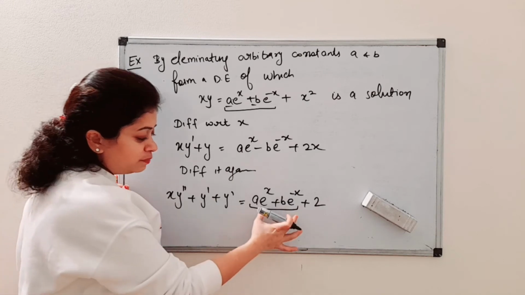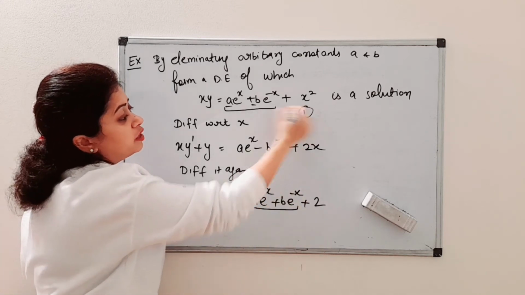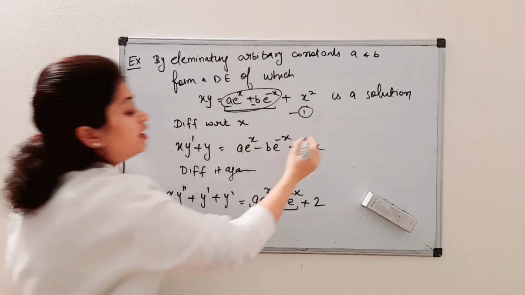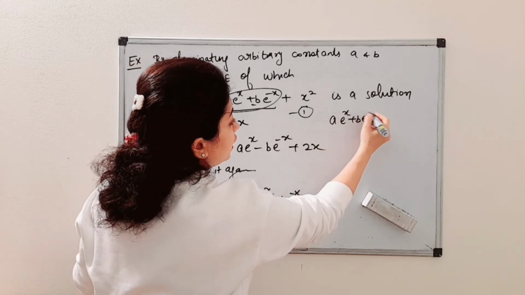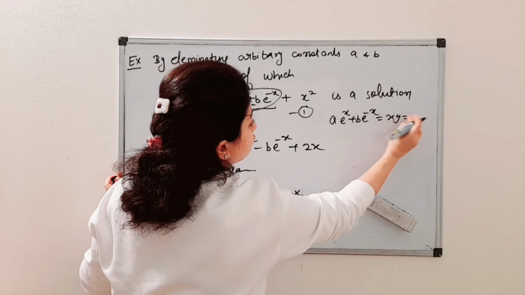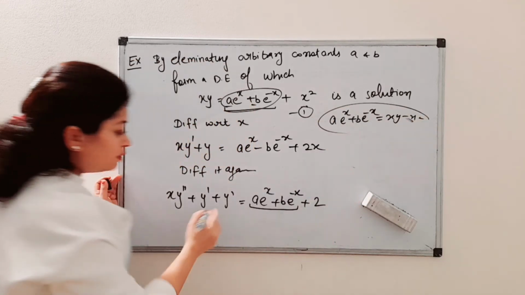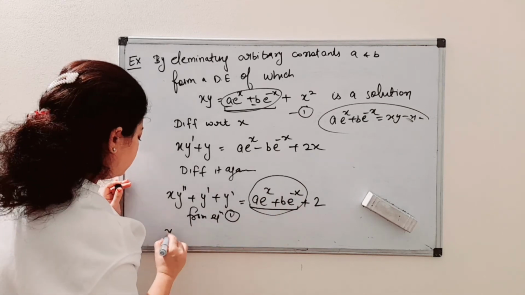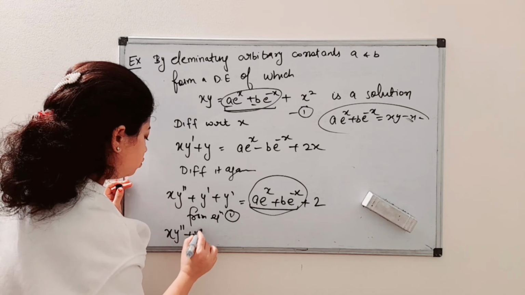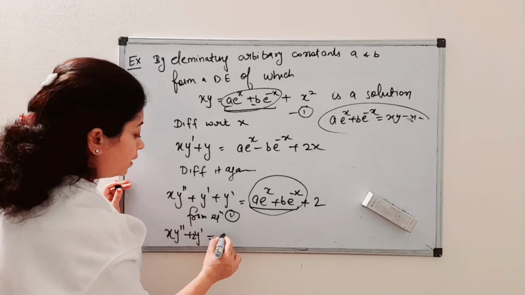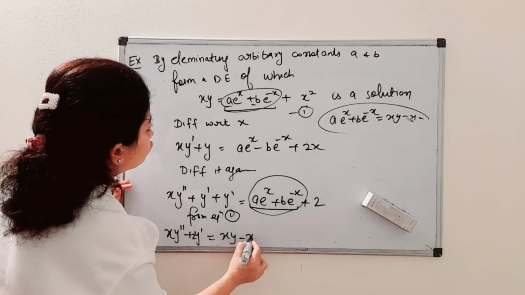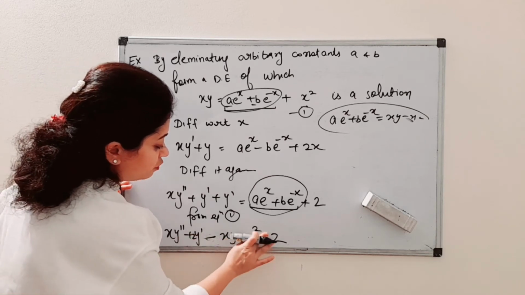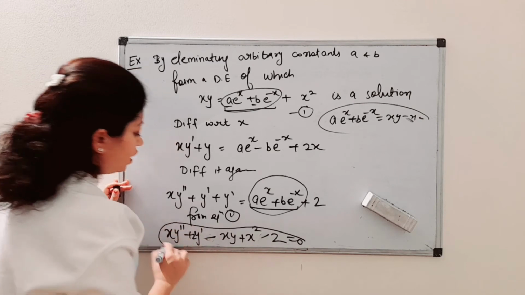Now we can substitute its value from equation number 1. From equation number 1, we can write ae^x + be^(-x) is equal to xy - x². So substituting its value, we get xy'' + 2y', y' plus y' is 2y', and this will be xy - x² + 2. We can bring it on this side and the sign will be changed, and this is the required differential equation.